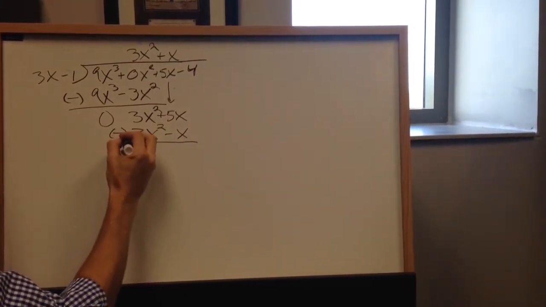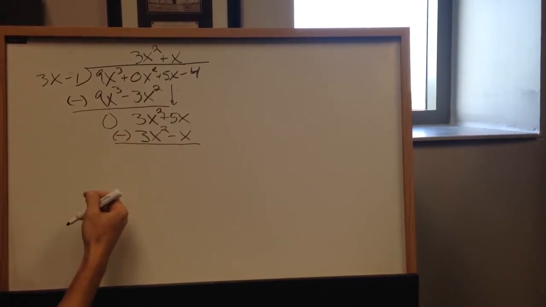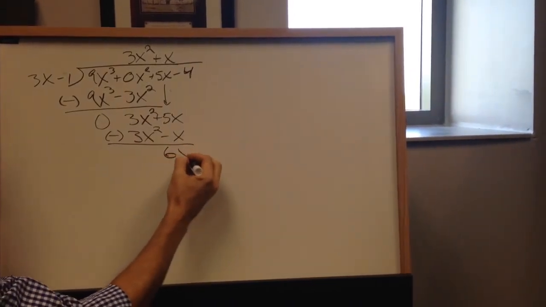Let's set up the subtraction. 3x squared minus 3x squared is the 0. I'm not going to write it this time. And the 5x minus negative x is 6x.